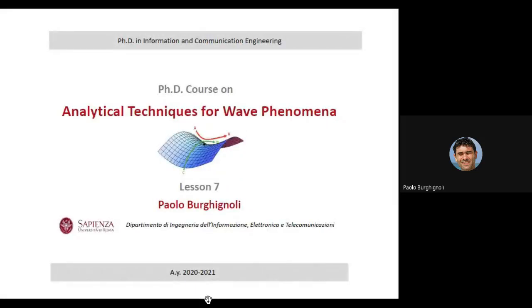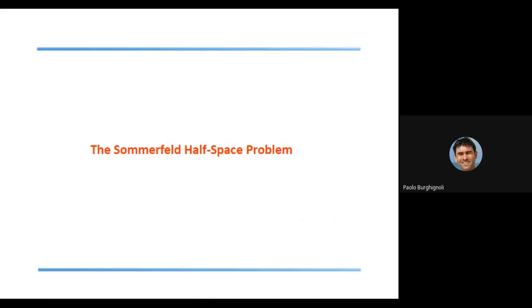Okay, the lesson of today will be focused on an important problem in electrodynamics, which is commonly known as the Sommerfeld half-space problem. With this week, we start applying the theory developed so far to practical configurations, and this week we will address problems in the time harmonic regime, whereas in the next week we will see something about transient electromagnetics. What is the Sommerfeld half-space problem?